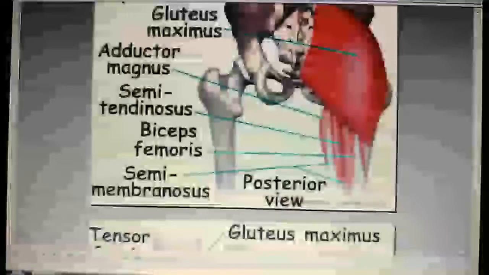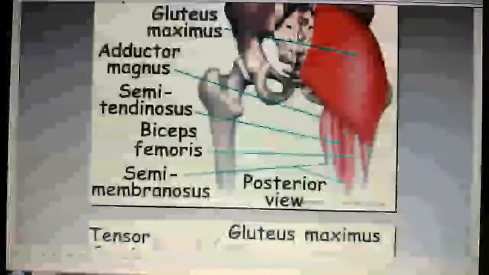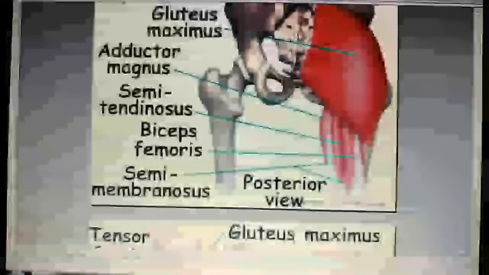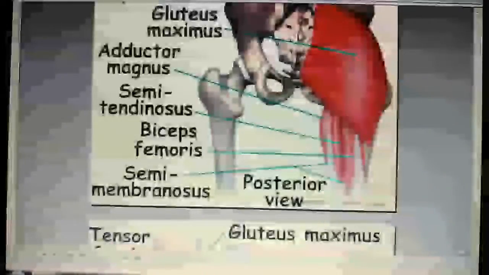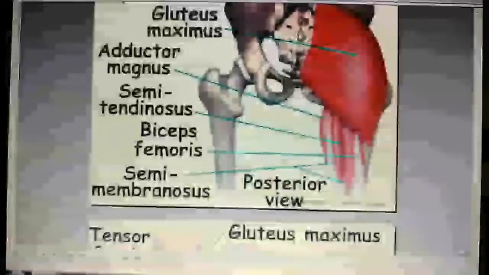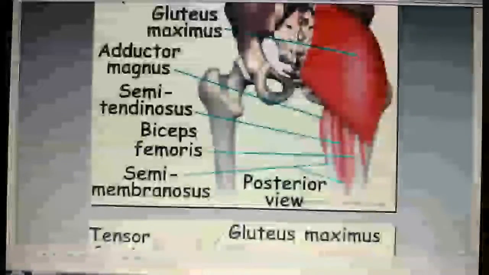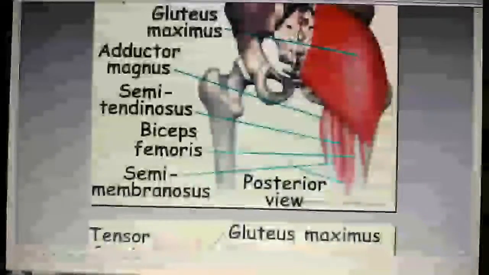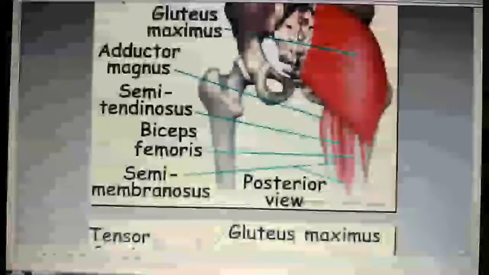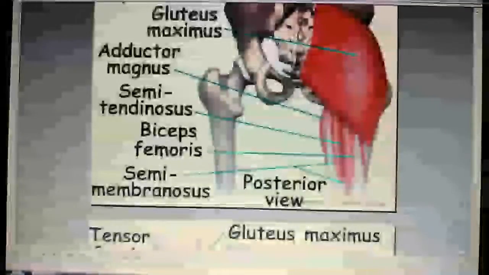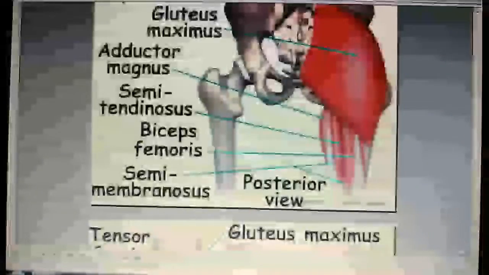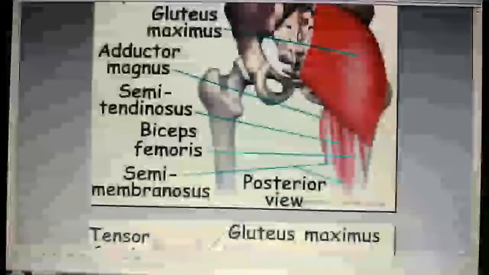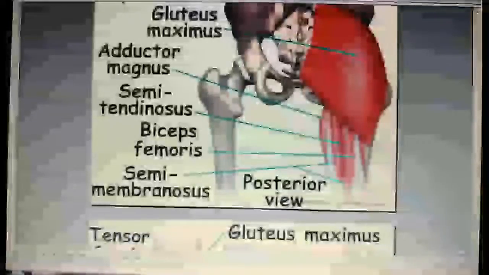Semimembranosus origin: ischial tuberosity, insertion: posterior surface of the medial condyle of the tibia, nerve supply, extends hip and flexes knee. Semitendinosus muscle, origin, insertion: anterior, and action: hip extension and knee flexion. Sciatic nerve L5 S1 S2.